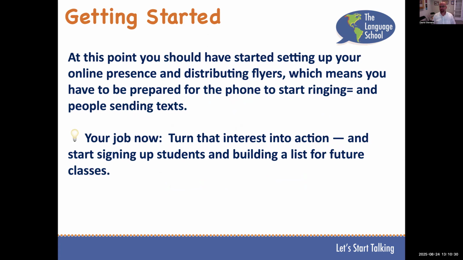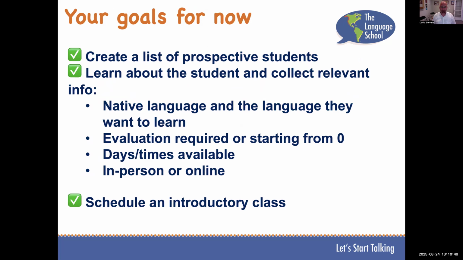So at this point, you've started setting up your online presence and distributing flyers, which means you have to be prepared for the phone to start ringing and sending people text messages. So your job now is to start turning that interest into action and start signing students up and building a list for future classes. So your goals for now are to create a list of prospective students, to learn about the student, and collect the relevant information.